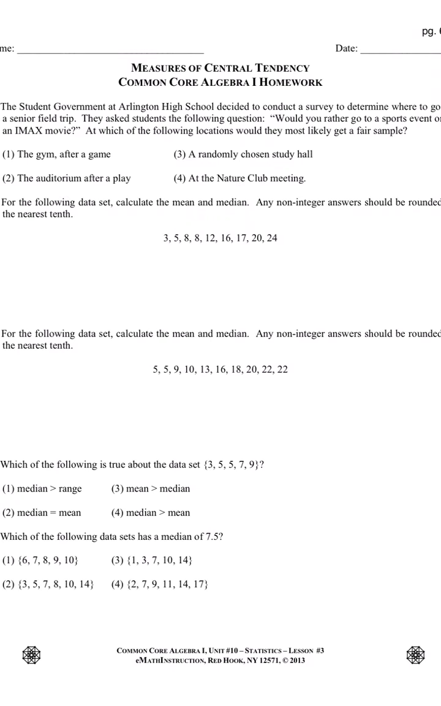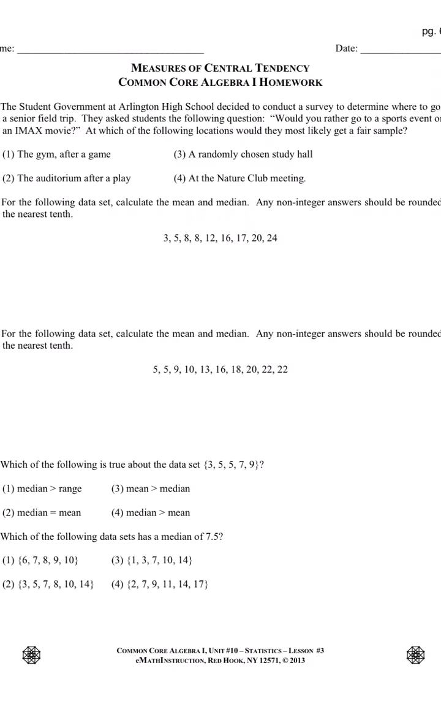So question number 1 says, the student government at Arlington High School decided to conduct a survey to determine where to go on a senior field trip. They asked students the following question: would you rather go to a sports event or to an IMAX movie? At which of the following locations would they most likely get a fair sample? 1, the gym after a game. 2, the auditorium after a play. 3, a randomly chosen study hall. 4, at the nature club meeting.